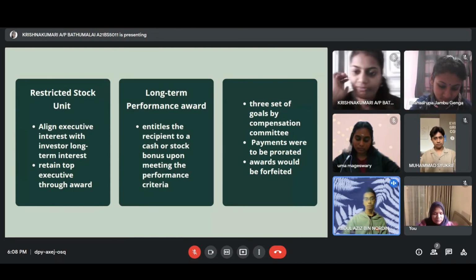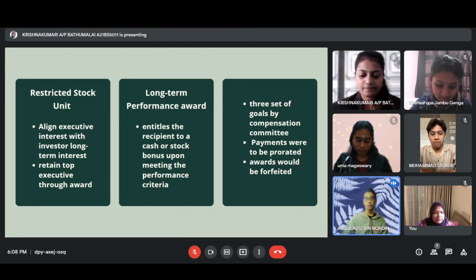A long-term performance award entitles the recipient to a cash or stock bonus as determined by the committee upon meeting the performance criteria outlined in the recipient's individual grant. This compensation element will be based on the achievement of company, subsidiary, and or individual performance factors, as well as any other criteria deemed appropriate by the committee.